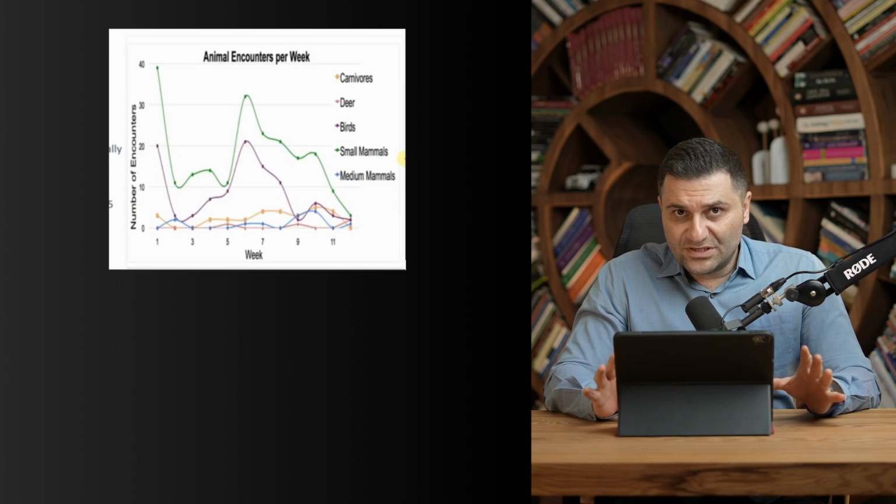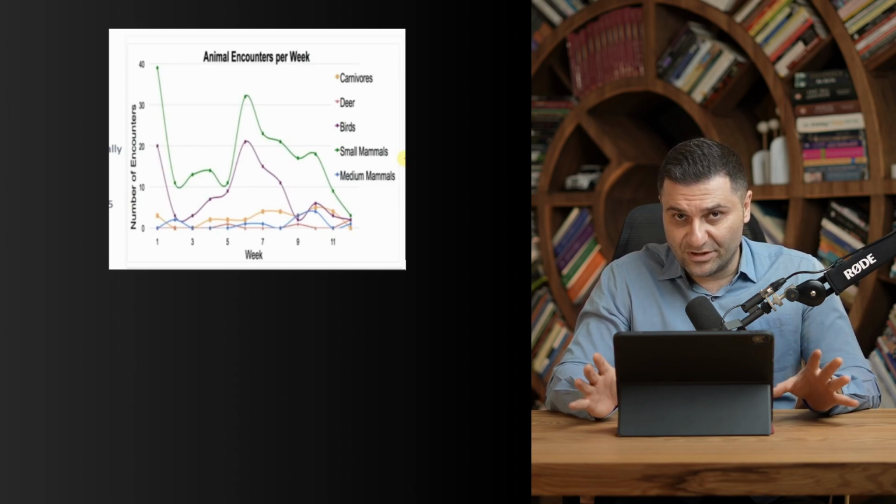That's all the adjectives we need to know in order to describe change in our graphs. Now it's time to put all these adjectives into practice. Here on your screen, you can see a line graph. It is about animal encounters per week. So we are going to talk about the changes here using the adjectives we learned.